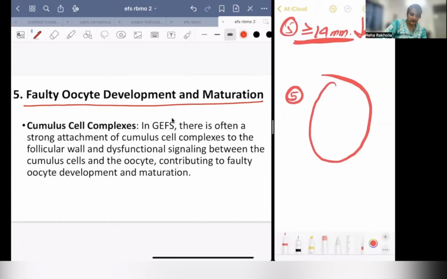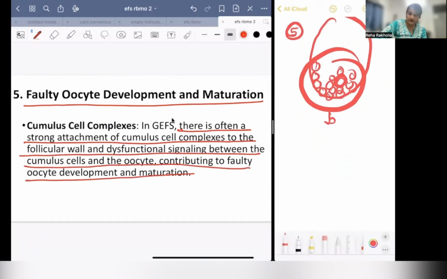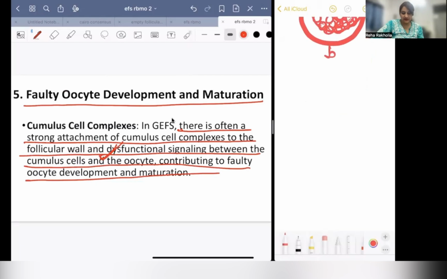Now, faulty oocyte development and maturation. Sometimes, this is the follicular wall, this is the cumulus oocyte complex, and this is the oocyte. There is often a strong attachment of the cumulus cell complex to the follicular wall, and dysfunctional signaling between the cumulus cell and the oocyte, which may contribute to faulty oocyte development and maturation.